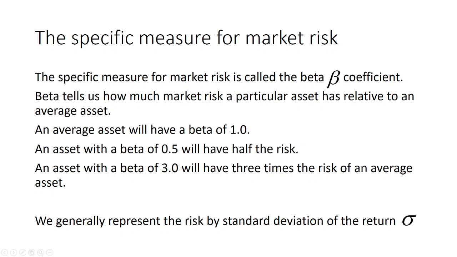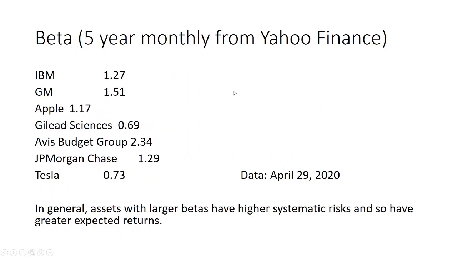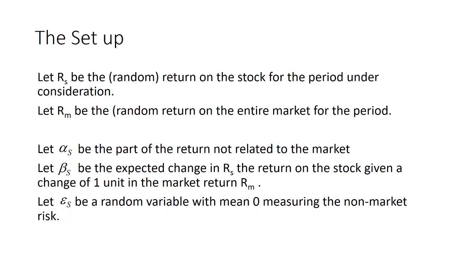So generally, we represent the risk by the standard deviation of the return, sigma, also called the volatility, sigma and beta. Where have I seen that before? So here are some examples of betas. I got this yesterday from Yahoo Finance. Generally, assets with larger betas have higher systematic risks and so have higher expected returns, and so there's one indication if you're a technical analyst of whether you should invest in a stock or not.